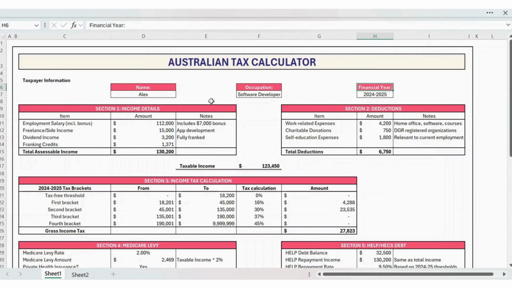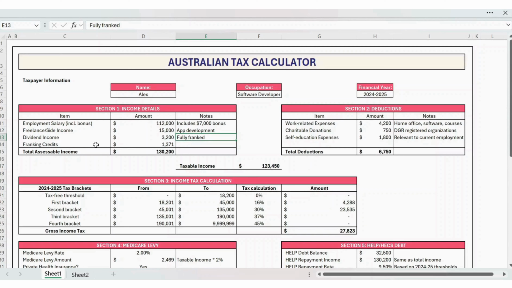Part 2, Section 1, Income Details. Section 1 is all about what Alex earned. We have three main income streams. 1. Employment salary, $112,000, which includes a $7,000 bonus. 2. Freelance/side income, $15,000 from app development. 3. Dividend income, $3,200, and it's noted as fully franked.